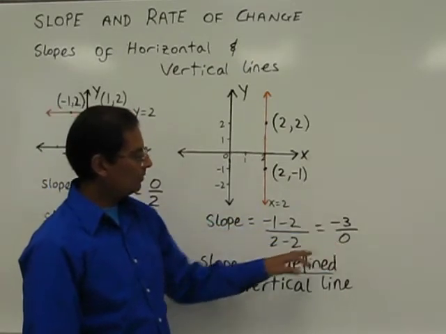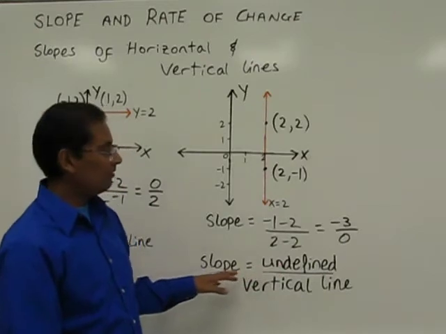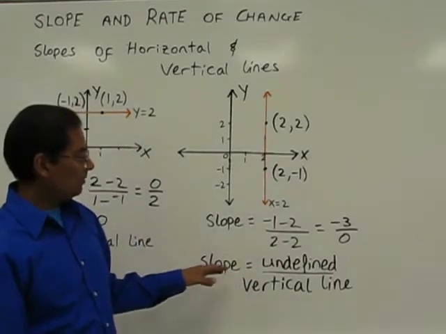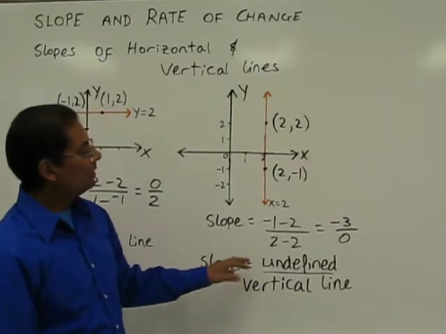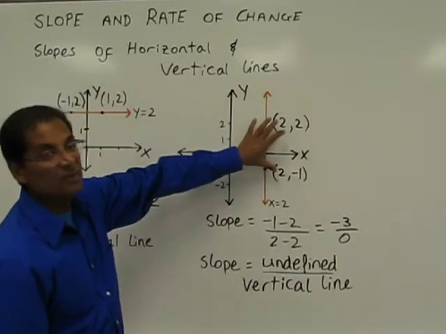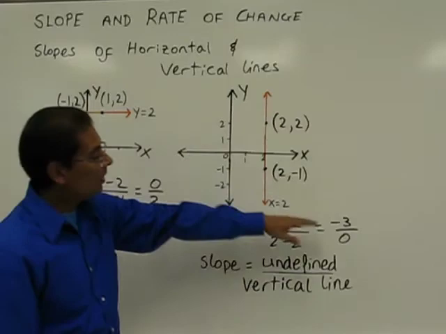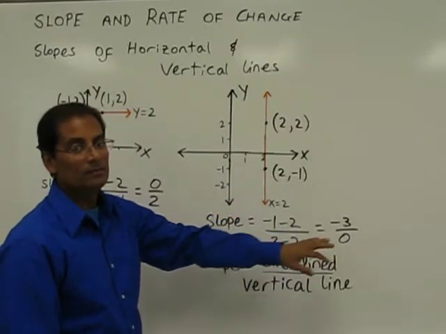-3 divided by 0 is undefined. In fact, anything divided by 0 is undefined. So the slope of a vertical line is always going to be undefined because the x values are the same, and so the denominator will always be 0.